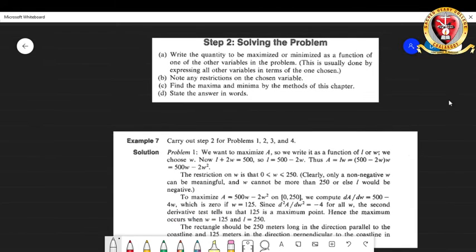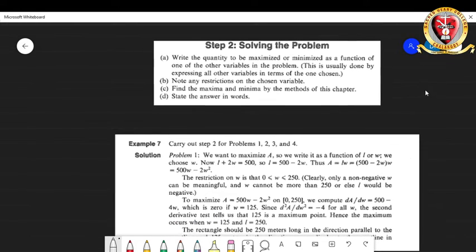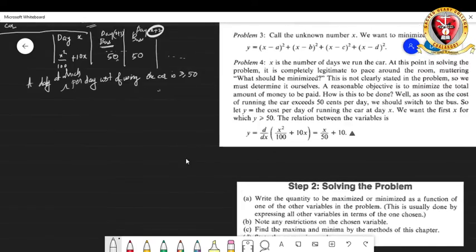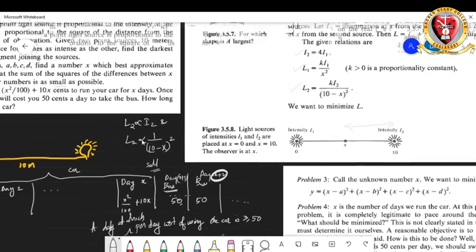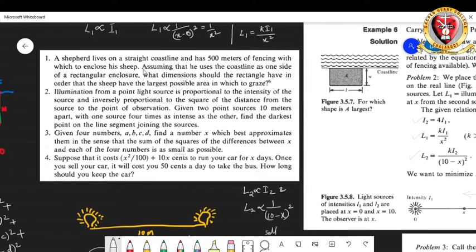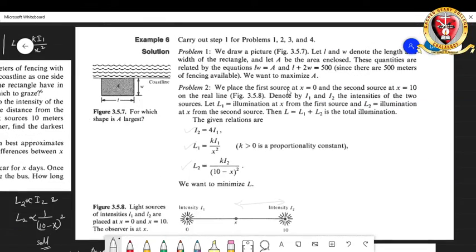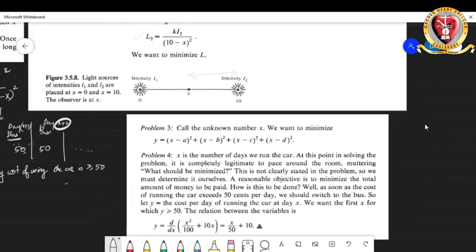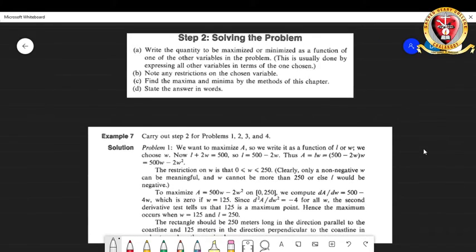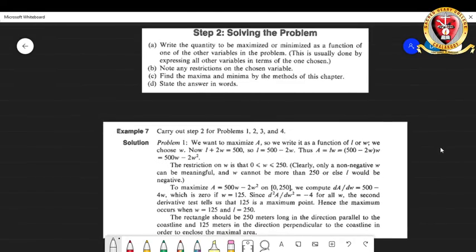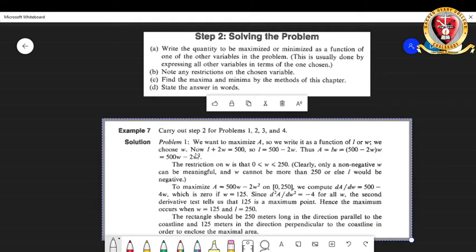So let's see how we can solve the problem. The first problem which we discussed is about the shepherd. Okay, and we mathematically formulated the shepherd problem like this. We have to maximize the area A, which is equal to LW, and we also know that L plus 2W is equal to 500, right? So we are going to use the same and solve the step 2 points for this problem 1.